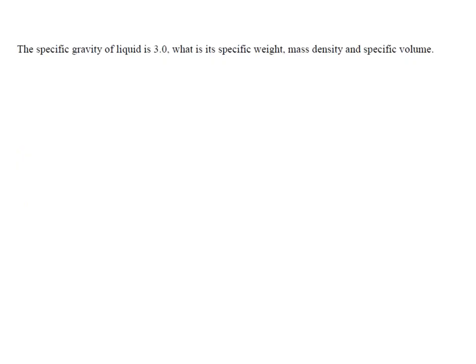The third problem: the specific gravity of the liquid is given, and you can find specific weight, mass density and specific volume. You can make use of the definition of specific gravity. I told you that in order to find the specific weight of any liquid, you take its specific gravity and multiply by the specific weight of water. Also, mass density of any liquid can be determined by taking its specific gravity and multiplying by 1000, which is the mass density of water.